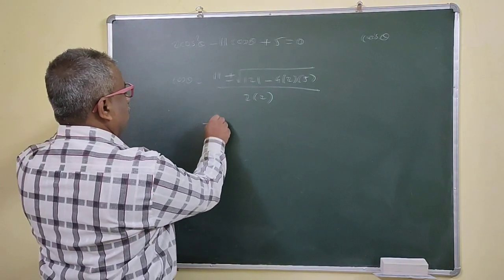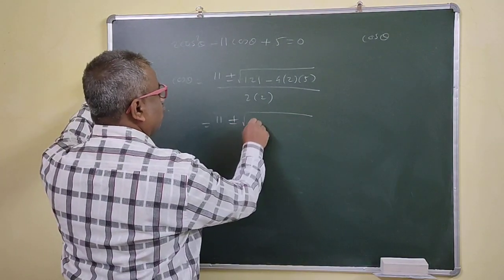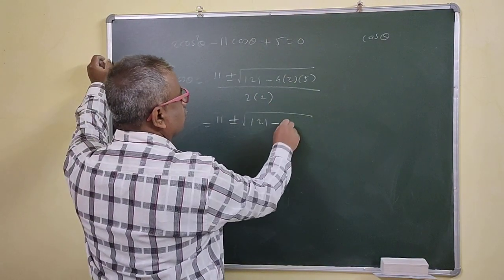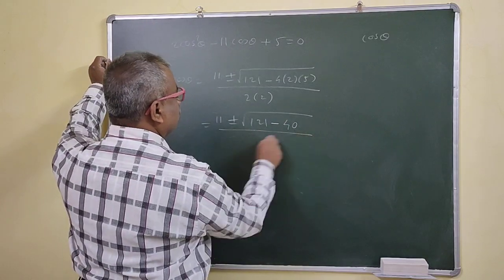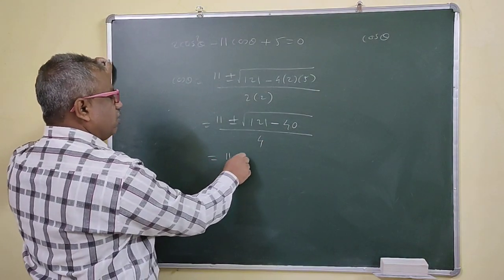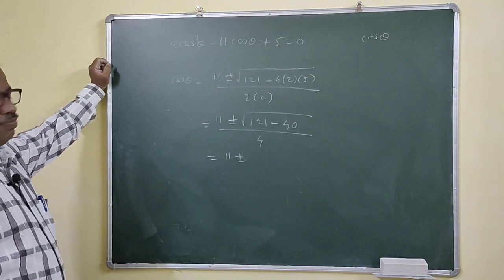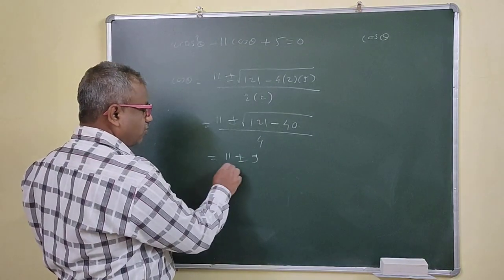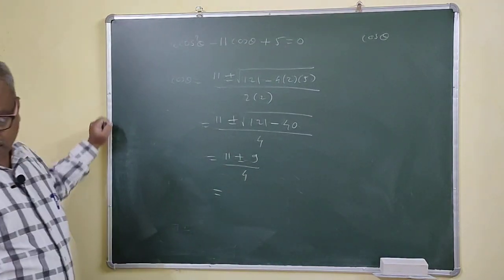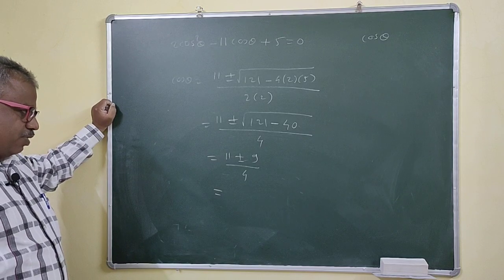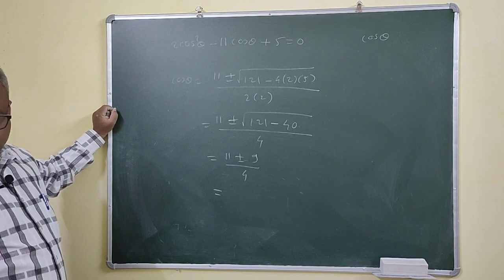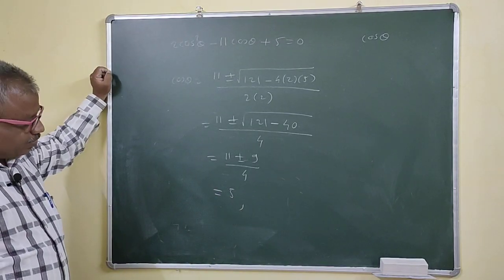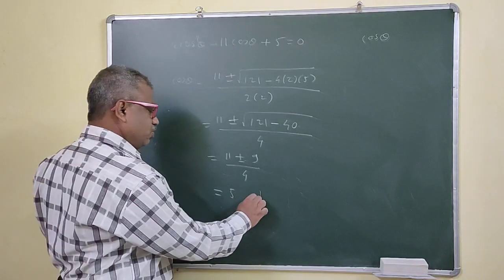So this is what then: 11 plus or minus the square root of 121 minus, so 20... so this is 10, so this is what, 40 upon 4, so 11 plus or minus 81 under the root, which is 9, upon 4, right? So take the plus sign. If you take the plus sign, that is 20 by 4, which is 5. If you take the minus sign, this is 2 by 4, that means what? This is 1/2.